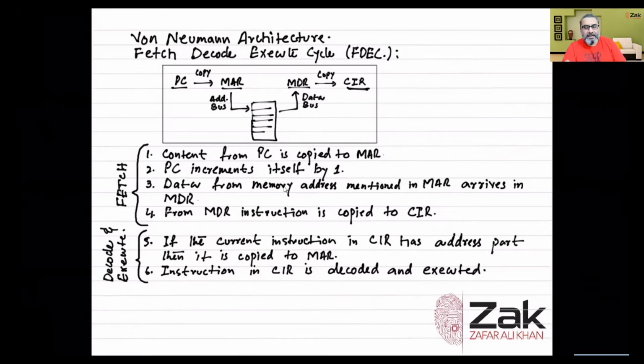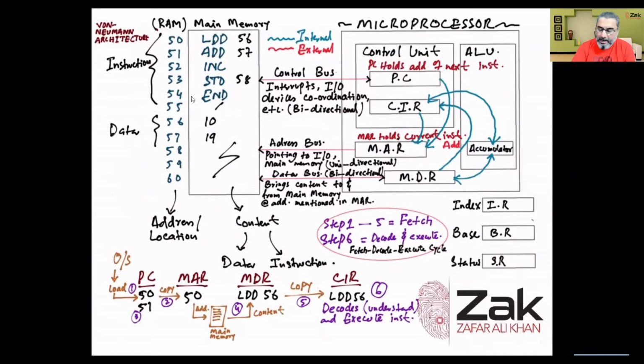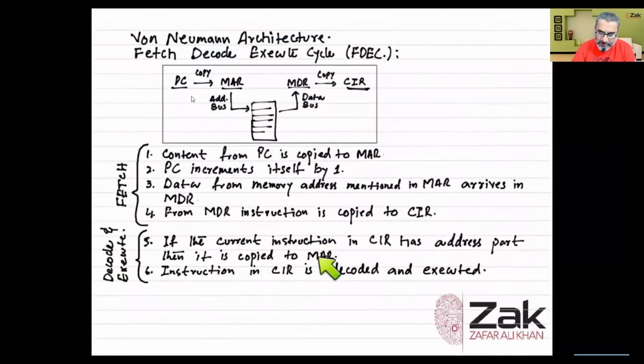If the instruction that has arrived in CIR has an address part in it, you would have noticed that there are two types of instructions that I showed: one that has an address in it, like these three, and one that has no address in it. So if the instruction in CIR has the address part in it, then it is copied to MAR so that the data from that address could be fetched.